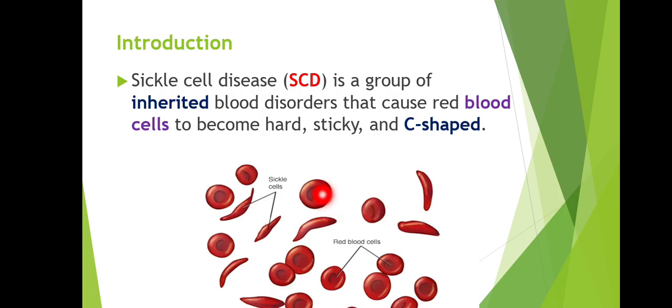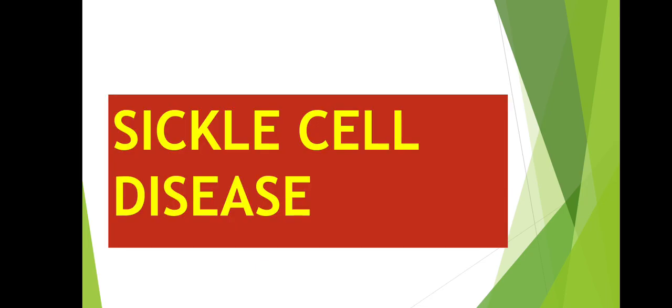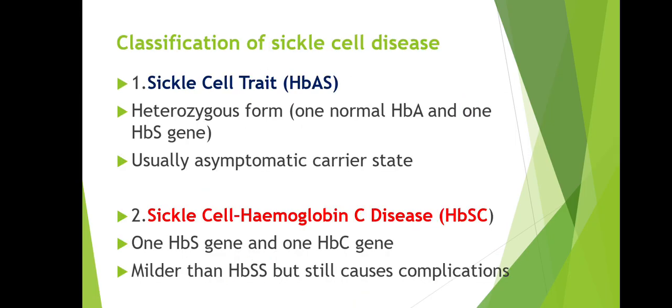I have mentioned that we have a normal red blood cell, and then it is going to become sickle shaped. This sickle shape is caused by a genetic mutation. So now I just mentioned that sickle cell disease has a lot of classifications.